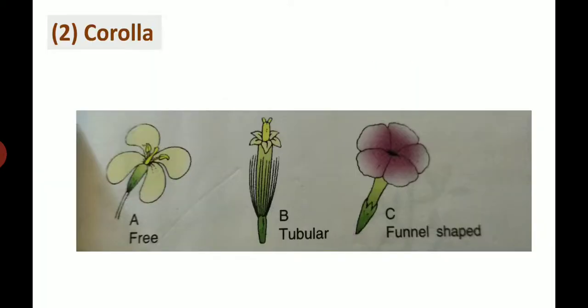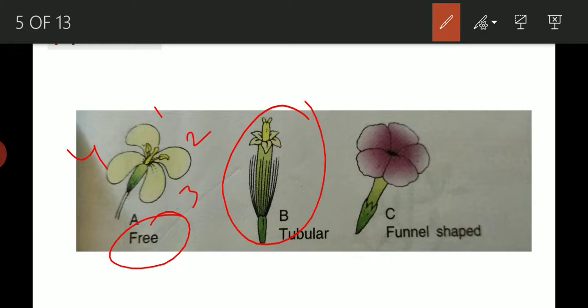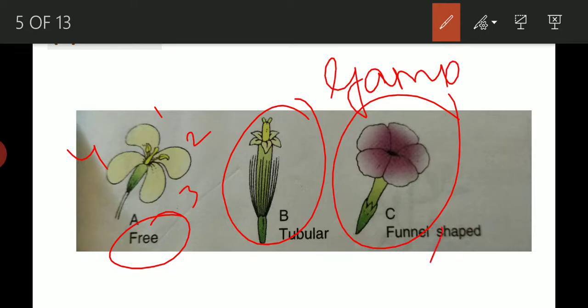Next is corolla. That means petals. Petals are collectively called corolla, right? Now, these petals are again of 2 types: polypetalous or gamopetalous. See, this is an example of polypetalous. That means they are free. These 4 petals are free. They can be separated from each other. And these petals, whether funnel shaped or tubular in shape, are gamopetalous. That means they are fused. We cannot differentiate one from another.